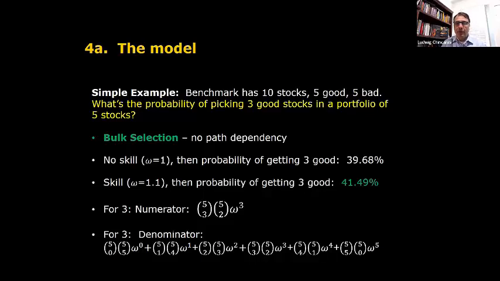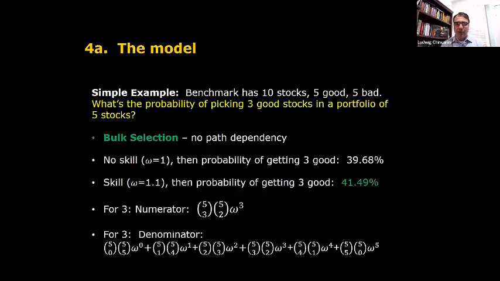So let's do a simple example to understand what the math is. Again, don't get too bogged down in this. Let's say we have a benchmark of 10 stocks, 5 good and 5 bad. What's the probability of picking 3 good stocks in a portfolio? Anyone who's taken statistics remembers all this, except here it's different. This isn't a hypergeometric distribution. It's not a binomial distribution. This is different, and the reason is the manager has skill.